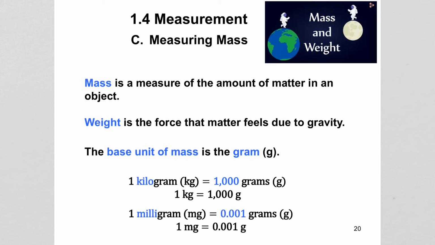For mass, we use the unit of grams, like we saw before, right? And it's very important that we distinguish between what we call mass and what we call weight. Mass is nothing more than a measurement of how much matter something has. Weight involves gravity, how much force that matter feels due to gravity. So that means that on different planets, you will have exactly the same mass, but you will weigh differently.